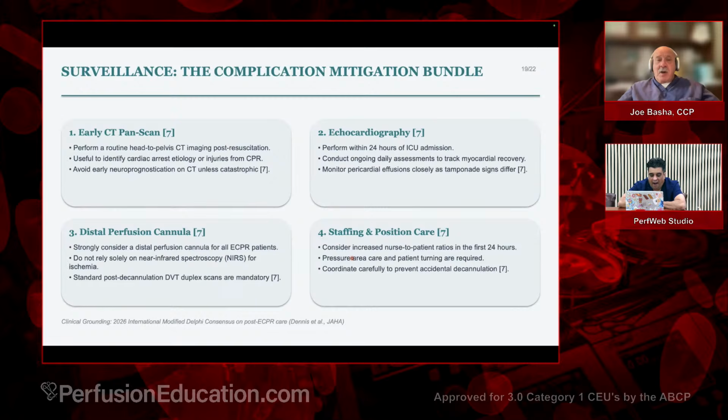Surveillance, once you've taken them off: perform routine head to pelvis CT imaging post-resuscitation, obviously useful to identify cardiac arrest etiology or injuries from CPR. Avoid early neuroprognostication on CT unless it is catastrophic, because especially post-arrest. Distal perfusion cannulas, you definitely want to use those. NIRS is very, very good for both the cerebral and for the periphery. I really believe in that.